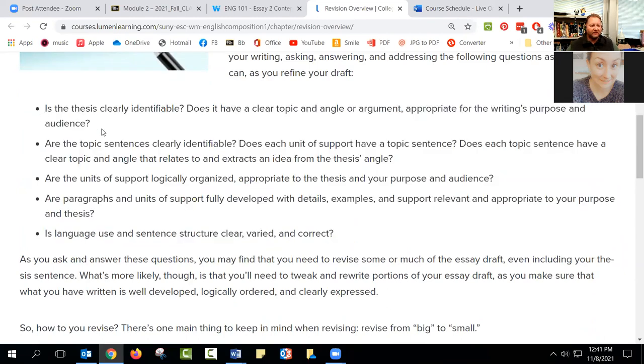So the first one says, is the thesis clearly identifiable? And if I read an introduction to an essay and I'm still not sure what the thesis is, that's a huge problem, right? It should be very easy for me to read just the introduction paragraph and then accurately guess what this paper is going to be about. I should very clearly know what the main idea is. If it's arguable, I should really understand what argument it is that they're making. Does it have a clear topic and an angle or an argument? And is it appropriate for the writing's purpose and audience?